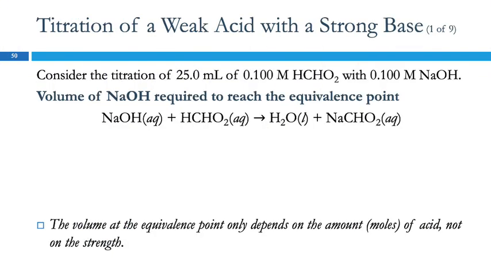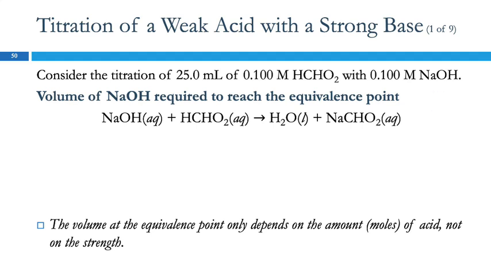Okay. Weak acid with a strong base. So here we're going to titrate 25 milliliters of HCHO2. How do we know this is a weak acid? It's not strong. It's not one of the six. If it's not one of the six, it's weak. We don't need to know what its name is. There it is. That's a weak acid. We're titrating it with sodium hydroxide.